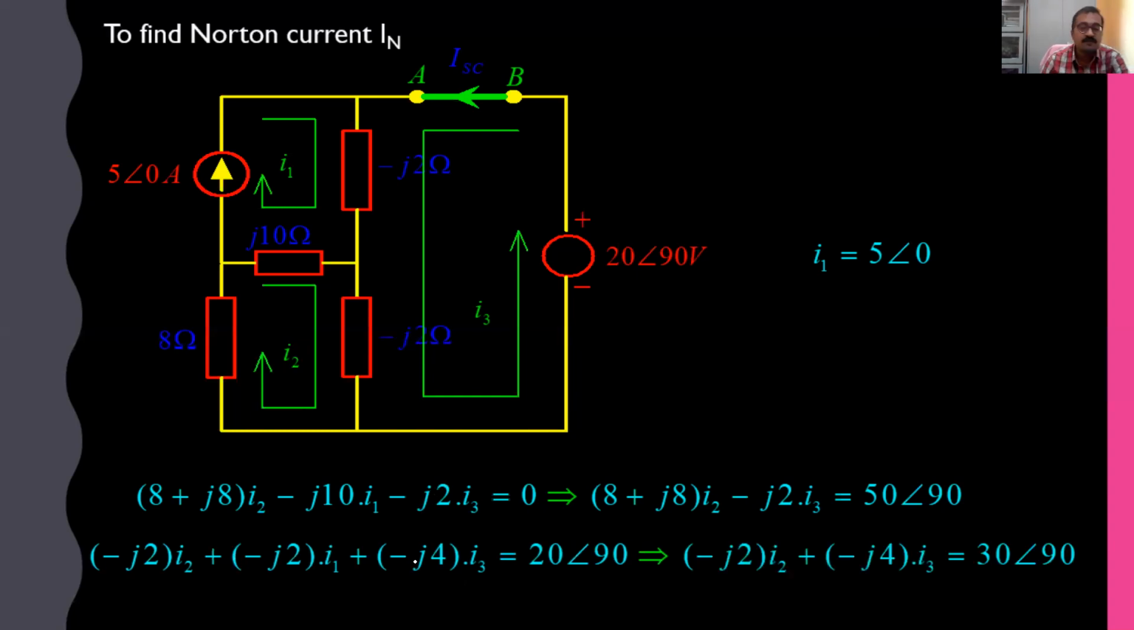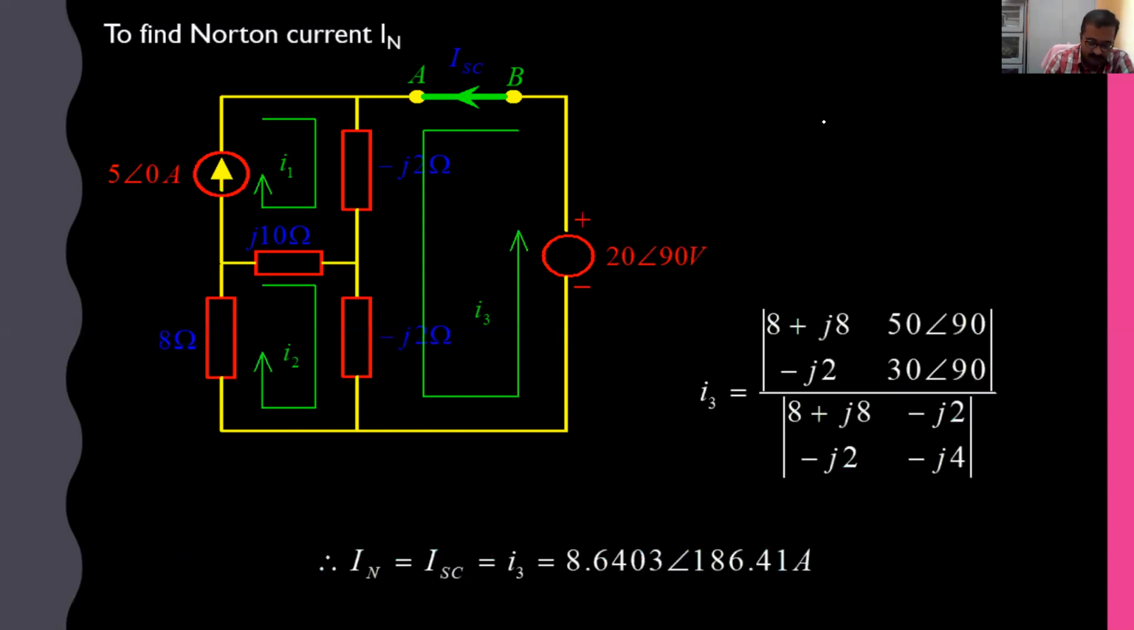Okay, so what's our aim? Our aim is to find the short circuit current ISC, which corresponds to I3. So how can you find I3? I3 will be delta 3 by delta. From which you will get 8.6403 angle 186.41 amperes. Okay, so this is the Norton current.